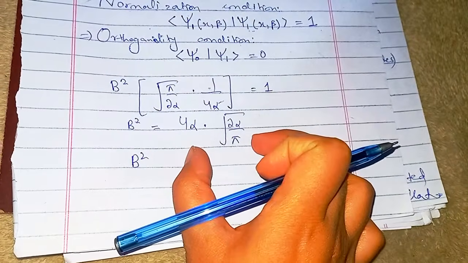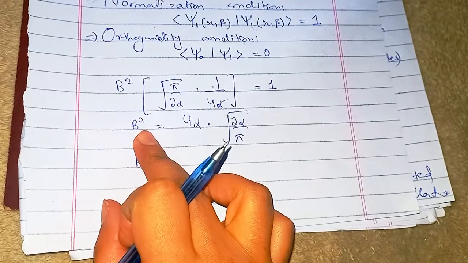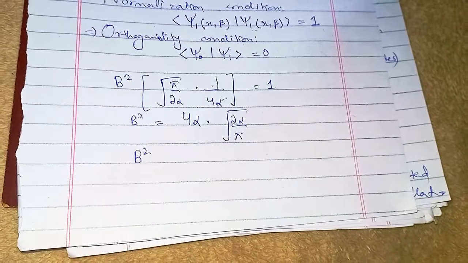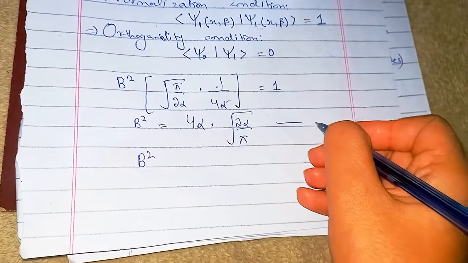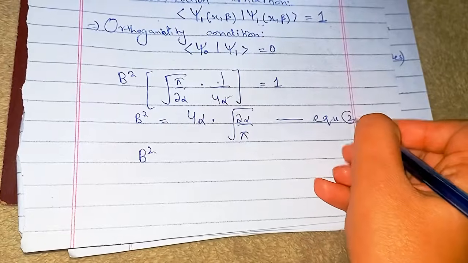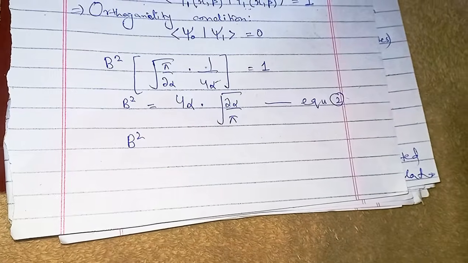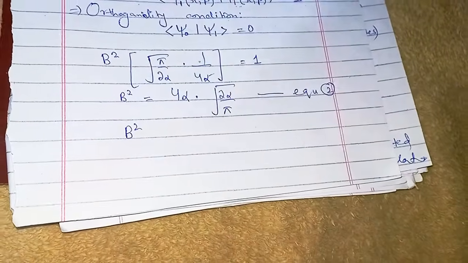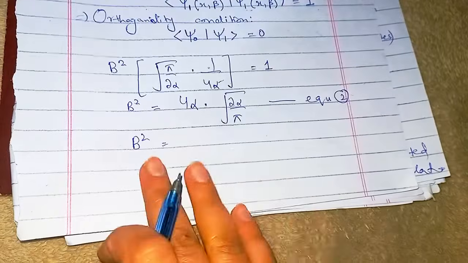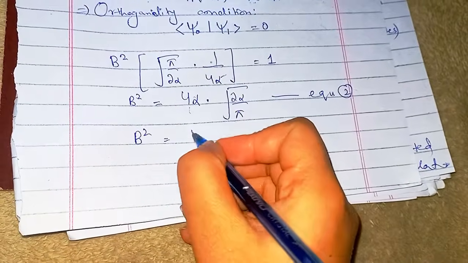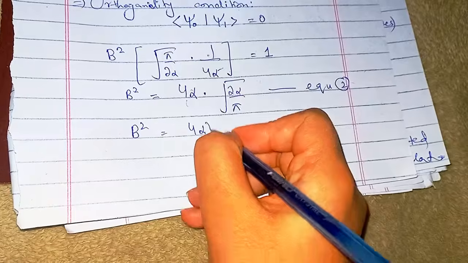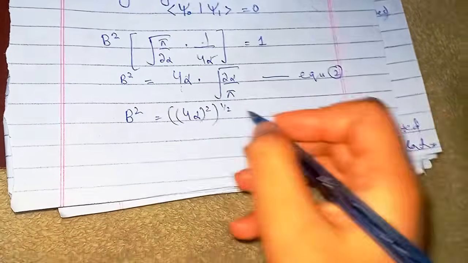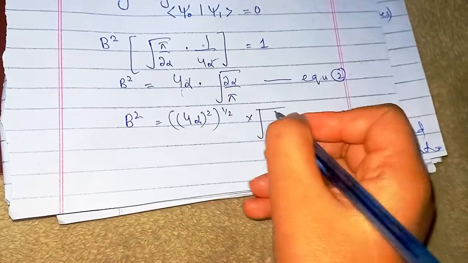This form of b square is really helpful when we put it into the formula later on, so remember that form. I'll call it equation number 2. But for the particular form that books mention for the value of b square, let me tell you how you can get that. 4 alpha could be written as squared to the power 1 by 2, so that square and power cancel out and you get 4 alpha as a result.